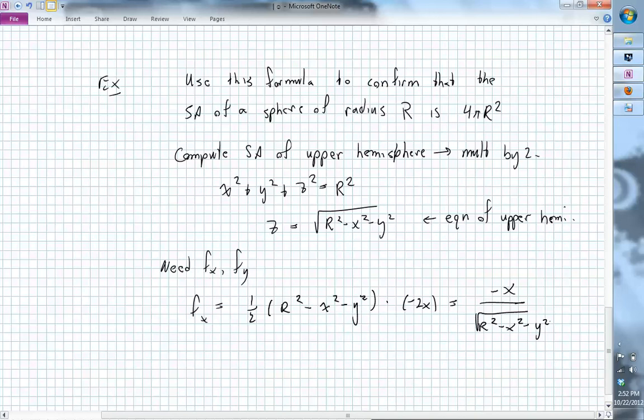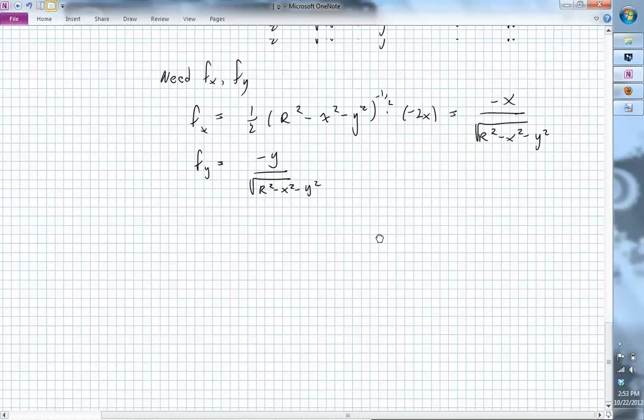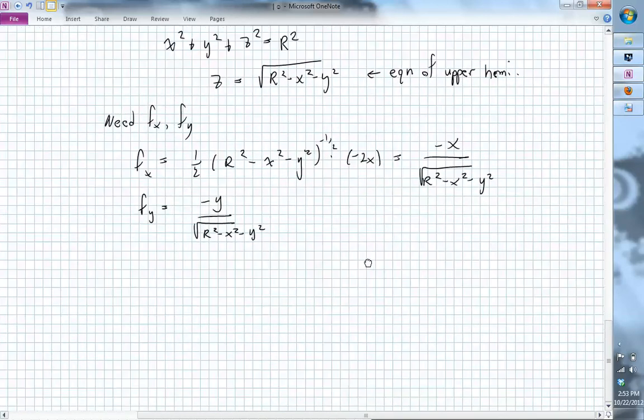So there's a 1, oh yeah, to the negative 1/2. All right, so does everybody see that? And by the massive amounts of symmetry in this problem, this is also true. So what do I do with f sub x and f sub y?